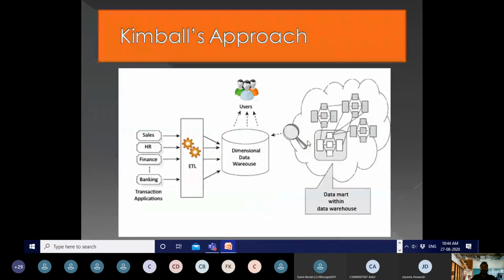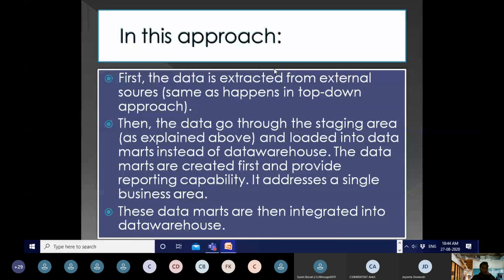ठीक है? So now, in this approach, what will be the stages? First, the data is extracted from the different external sources, right? This part is same as we have in case of top-down approach. Then data go through the staging area and loaded into the data marts instead of the data warehouse. Means to say that data marts are created first and provide that reporting capability. Then it addresses the single business area. Then these data marts are then we integrate it into the data warehouse.